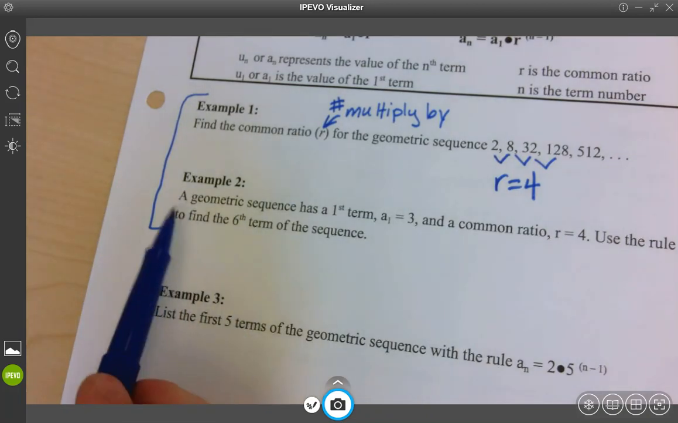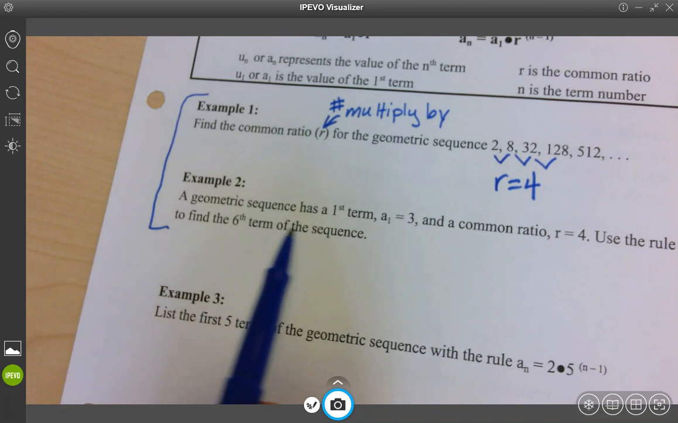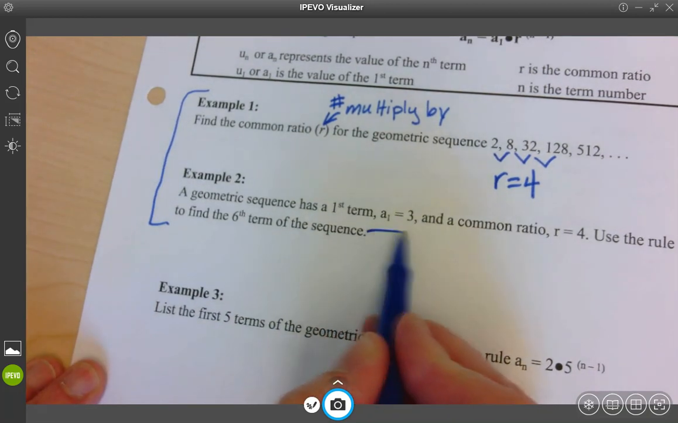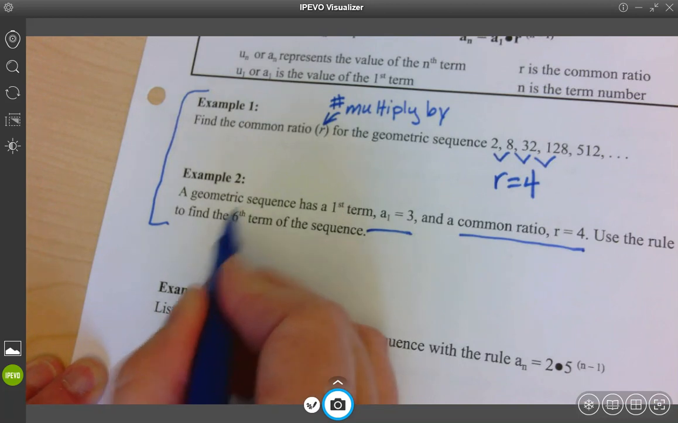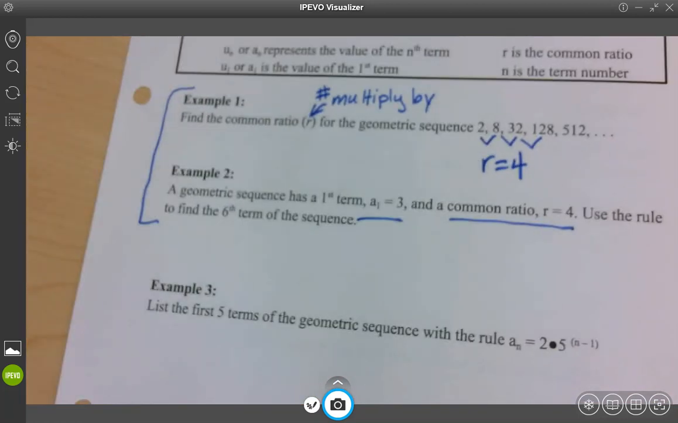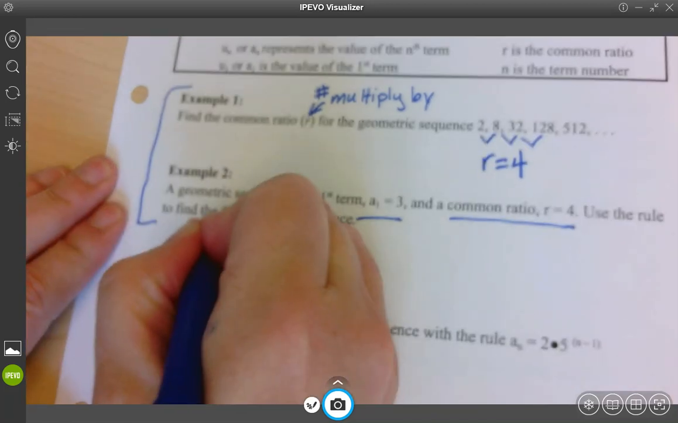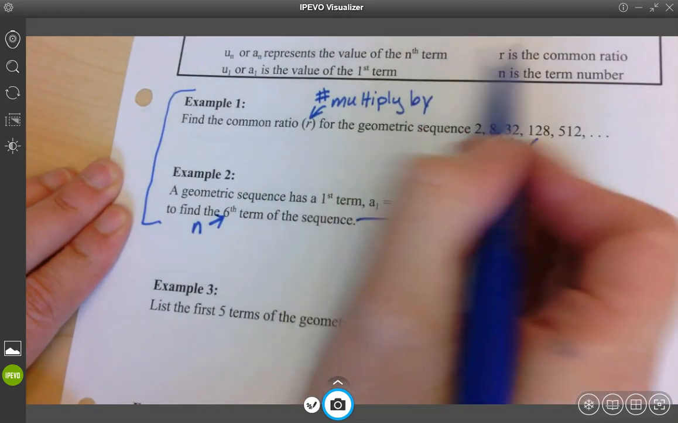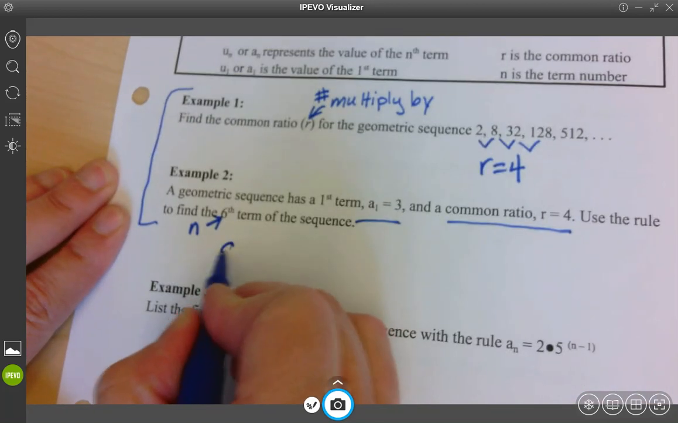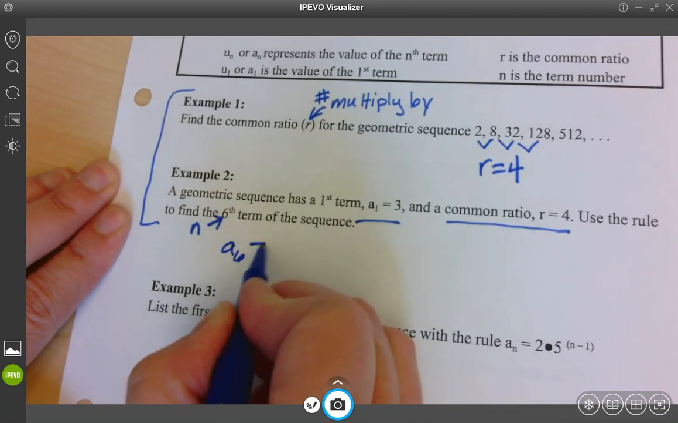All right. Example 2, a geometric sequence has a first term, common ratio, and we're trying to find the sixth term. What part of the formula is the 6? It's the n, yeah. All right, so I'm using my formula with the a's. I'm going to try to find a sub 6. That means the sixth term.